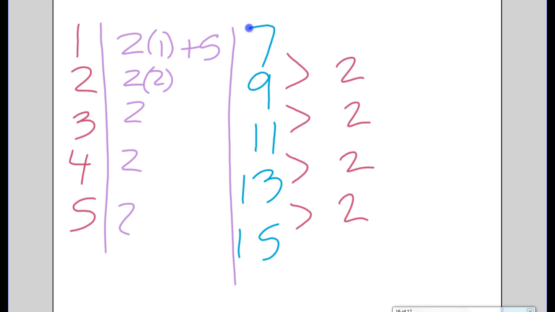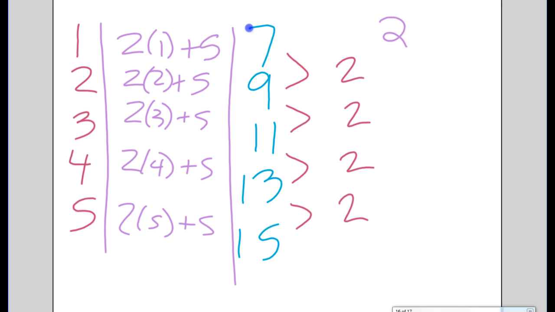Check it twice like Santa does. 2 times 2 is 4. How do you make 4 look like 9? You're done. 2 times 3 plus 5. 2 times 4 plus 5. 2 times 5 plus 5. You now know the pattern. Oh, that's it. The answer is 2n plus 5. And that's all there is to linear.